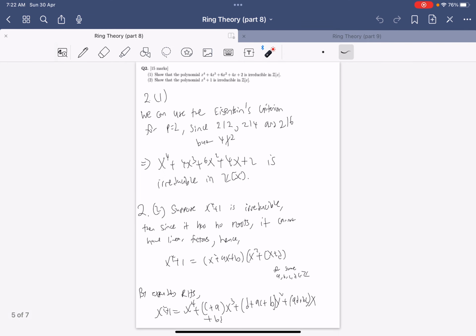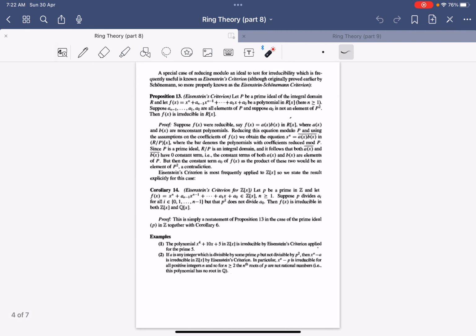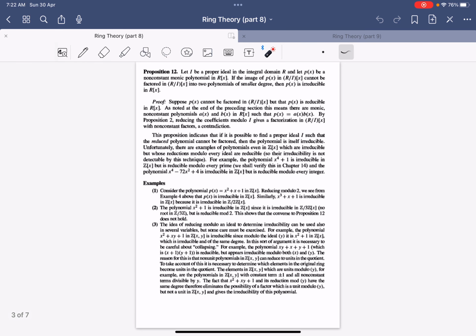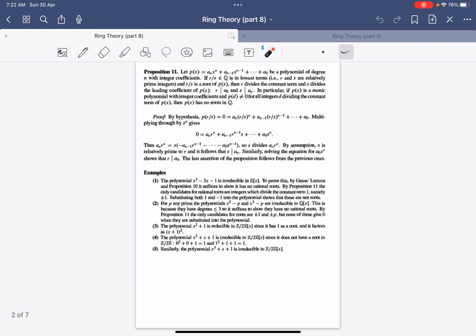So you can see how there are many questions about checking whether a polynomial is irreducible, and I'll leave it to you to try out in the textbook. I've introduced some methods for you, such as the Eisenstein criterion, Gauss's lemma, and many others that are not named.